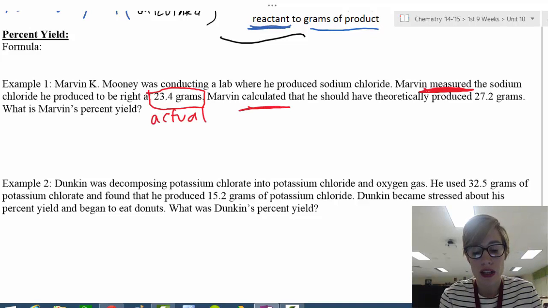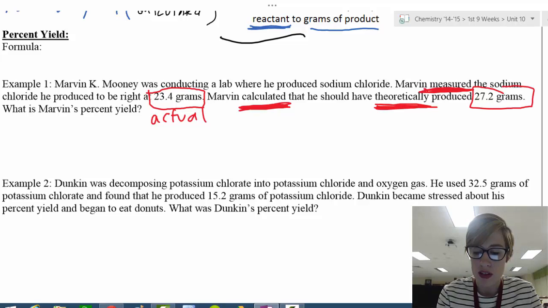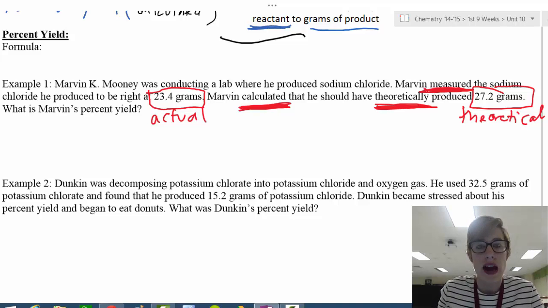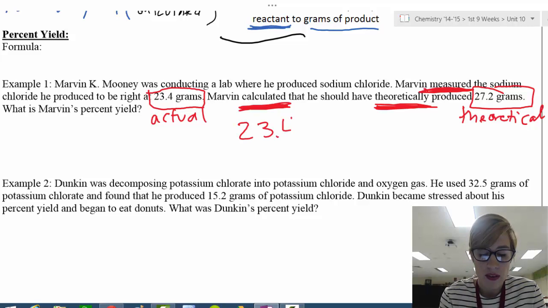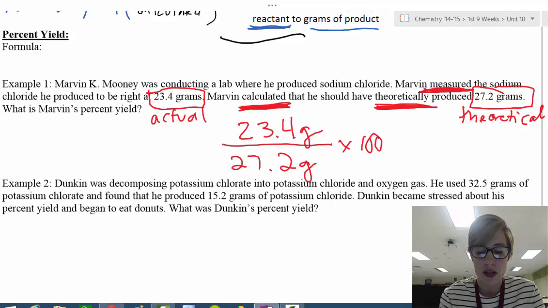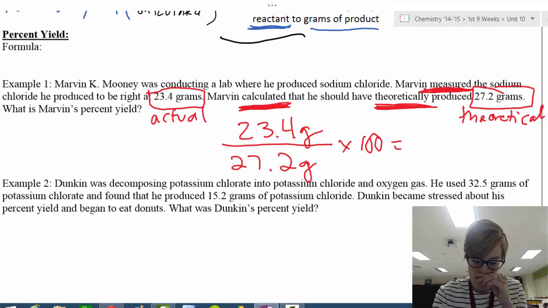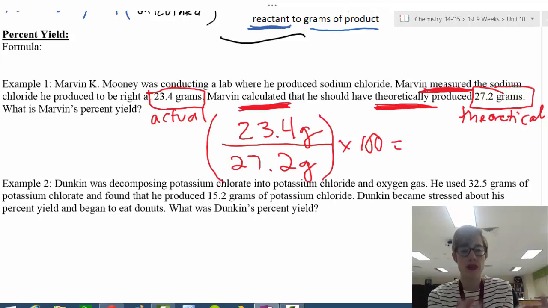But Marvin calculated, here's our other hint word, he should have theoretically made this many grams. So this is our theoretical. See how they gave us the theoretical yield? If they give you the theoretical yield, you don't need to have an equation because you don't have to calculate theoretical yield. So all I do here is I put my actual grams of product divided by my theoretical grams of product times 100. Be sure that this division is in parentheses.